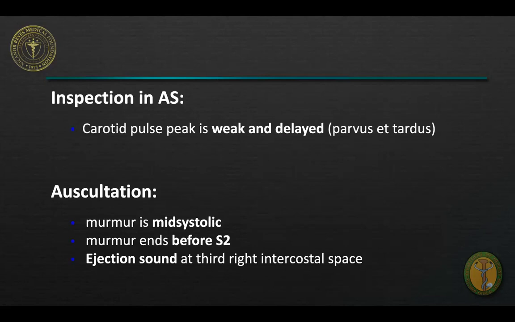In aortic stenosis, during inspection, the carotid pulse peak is weak and delayed. Again, parvus et tardus. On auscultation, the murmur is mid-systolic and ends before S2. It is an ejection sound at the third right intercostal space.